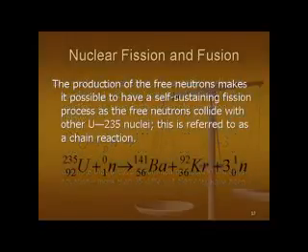When you look closely at the balanced nuclear equation that represents this fission process, you'll notice that 3 neutrons are produced for the investment of 1 neutron in terms of starting the reaction. So the production of the free neutrons makes it possible to have a self-sustaining fission process as the free neutrons collide with other uranium-235 nuclei. This is referred to as a chain reaction.